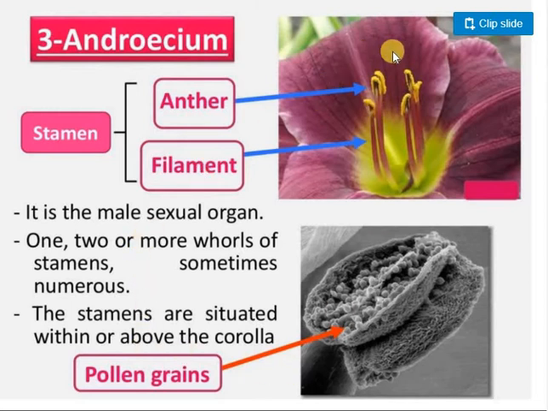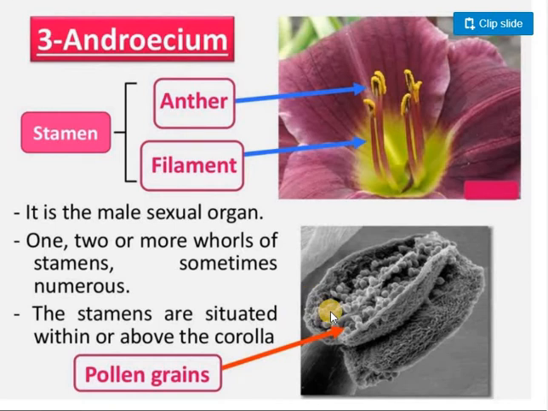The anther is the male sex organ. If you take the cross section of this anther, you will see cavities inside, and within them pollen grains will be arranged.